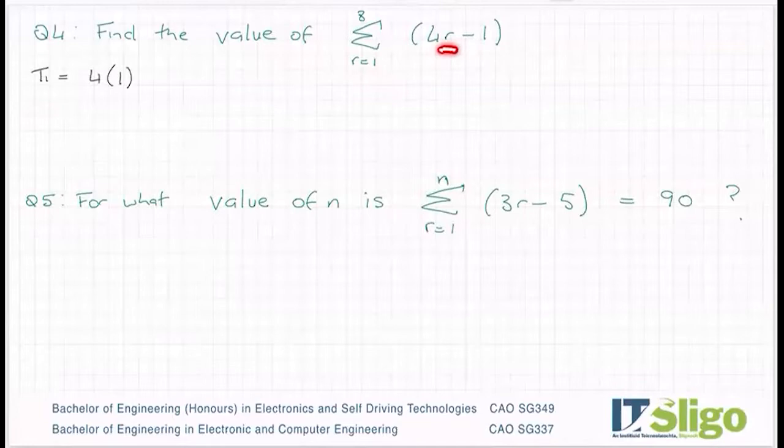T2 is when r is 2, because literally r goes up from 1 to 8 to give me 8 terms in this particular series. So 4 2s minus 1, so 4 2s are 8, minus 1 is 7. T3, 4 3s are 12, minus 1 is 11. T4, 4 4s are 16, minus 1 is 15.